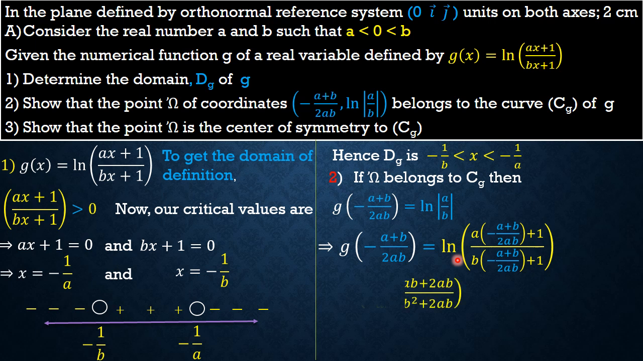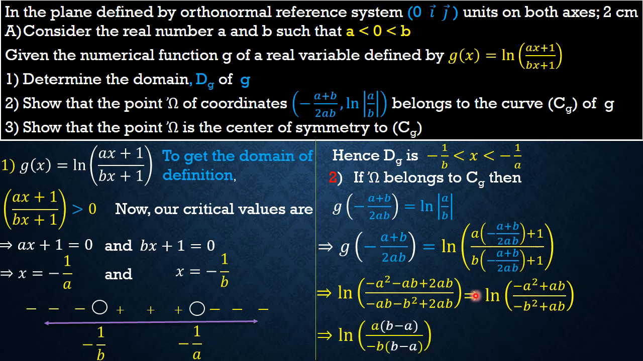If we simplify further, we are going to have the natural log of negative a squared minus ab plus 2ab all over negative ab minus b squared plus 2ab. If we simplify again, we have the natural log of negative a squared plus ab all over negative b squared plus ab. If we factor out a from the numerator and factor out negative b from the denominator, we have the natural log of a times b minus a over negative b times b minus a.